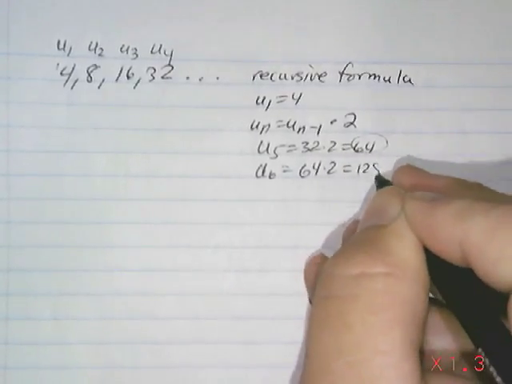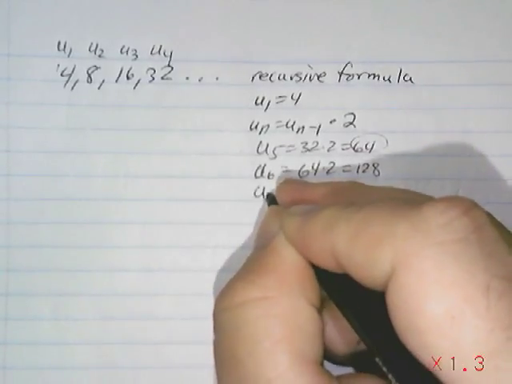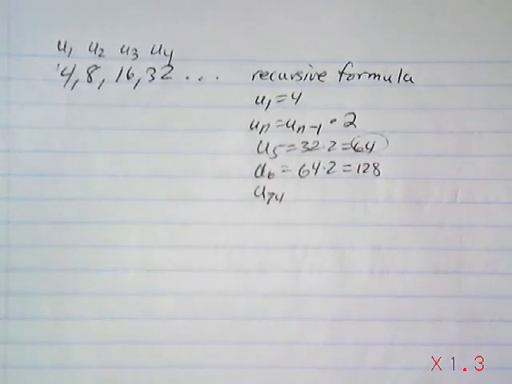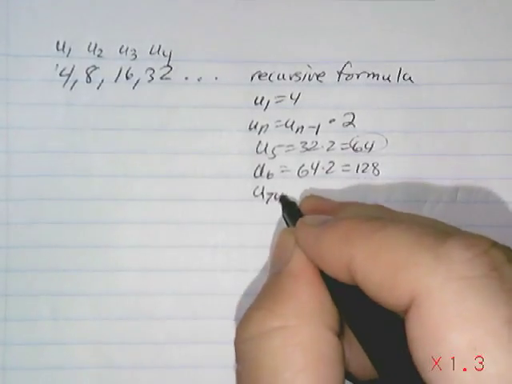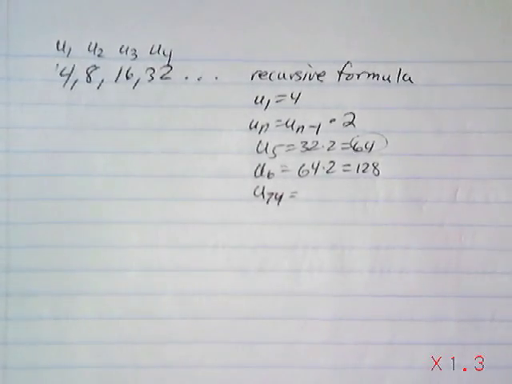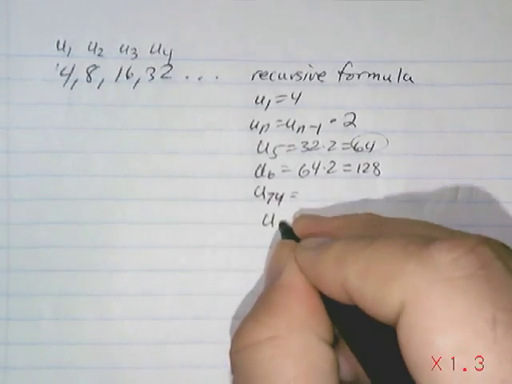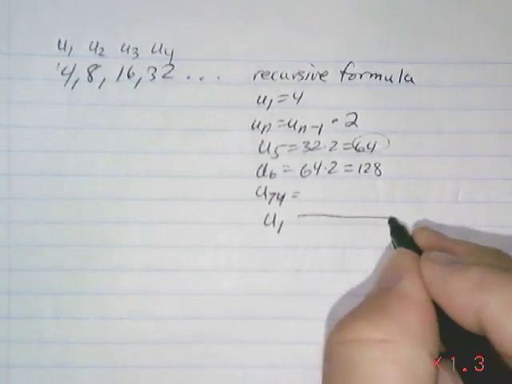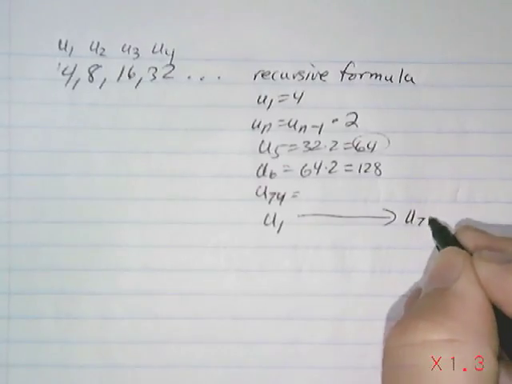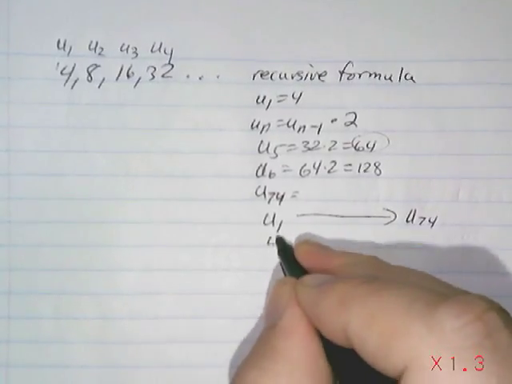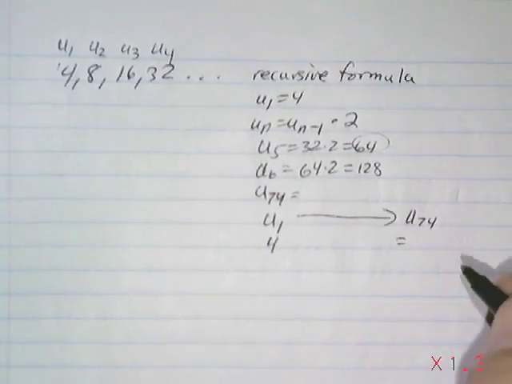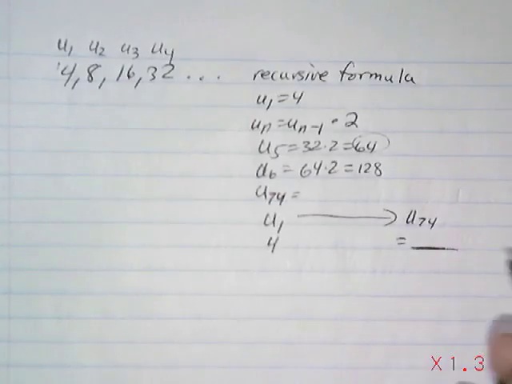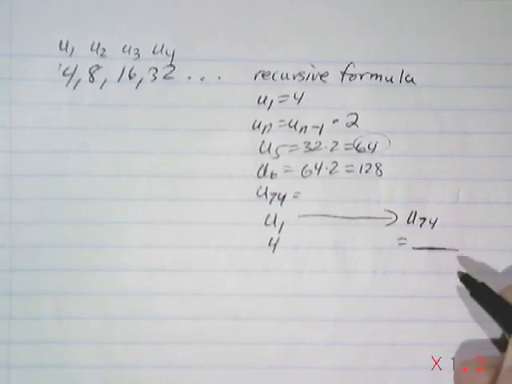Explicit formula for geometric sequences. It's u sub n equals u sub 1 times r, that common ratio, which in this case was 2, right? To the n minus 1 power. There's that n minus 1 again. That is our explicit formula. Okay. Now, this was growth. Let's look at one that is decay.